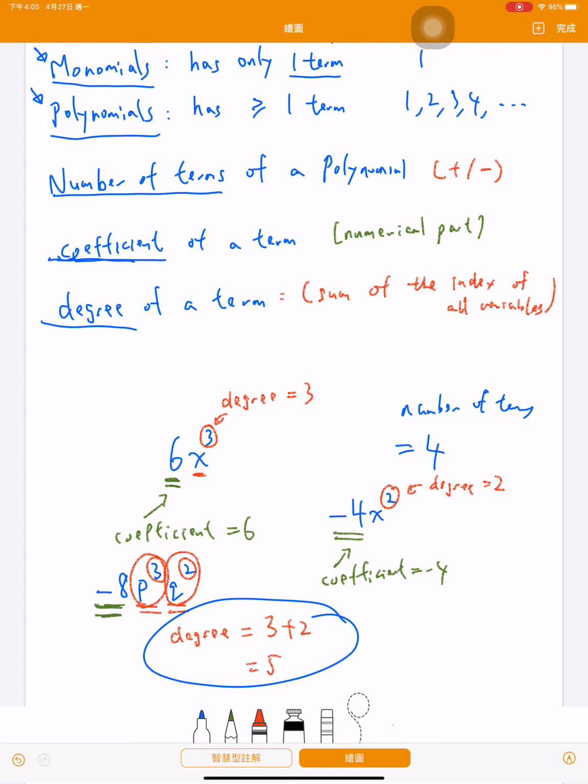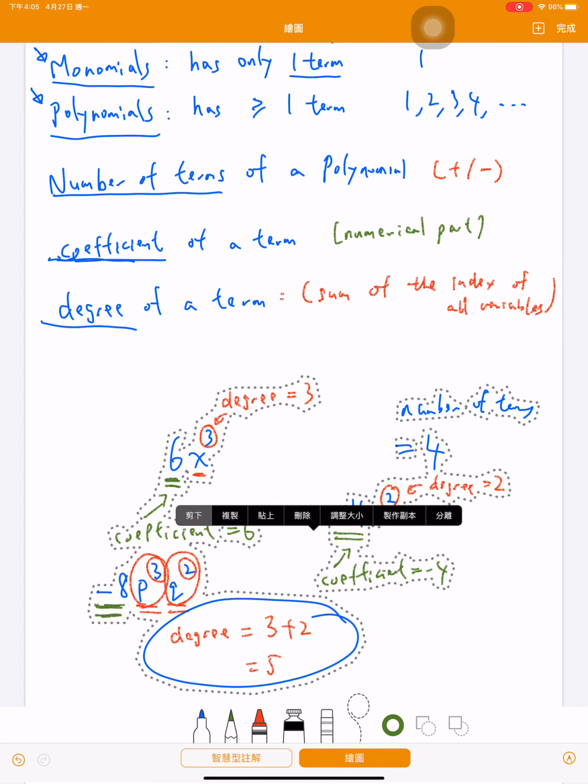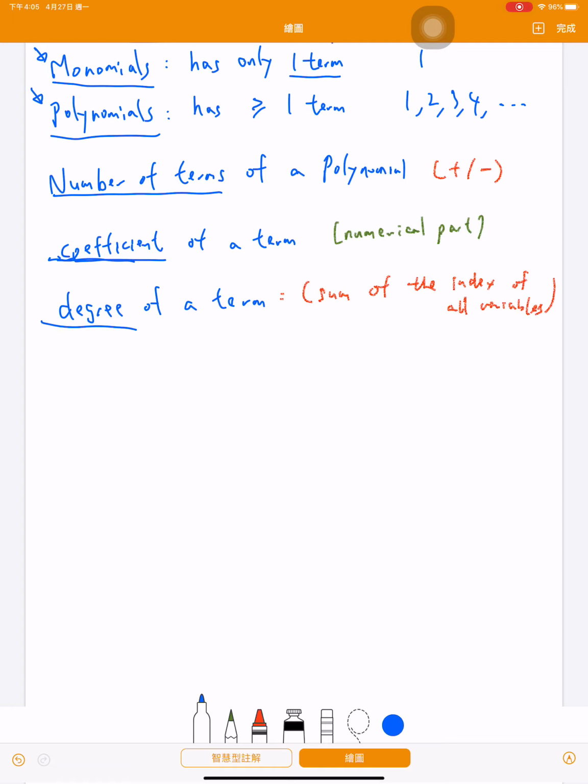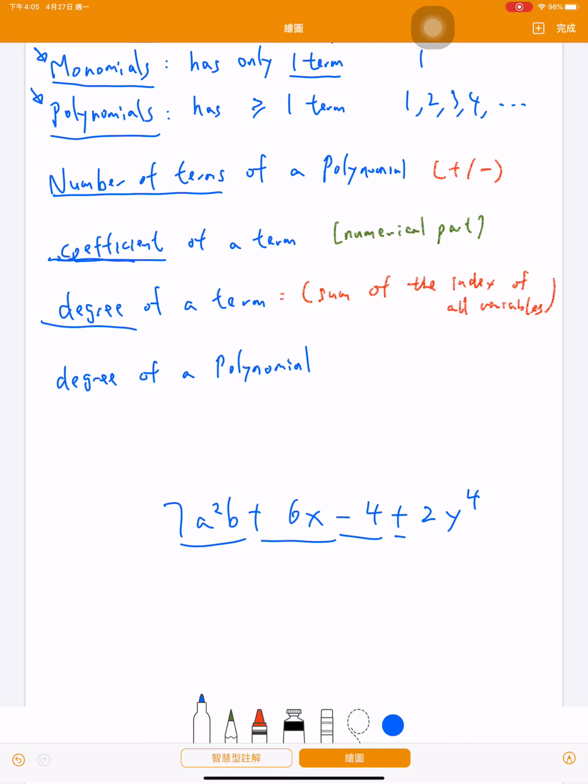Okay. Then, I will teach you one more term that is called the degree of a polynomial. For example, 7a squared b plus 6x minus 4 and then plus 2y to the power 4. Okay, so we can see the number of terms is 1, 2, 3, 4, right?